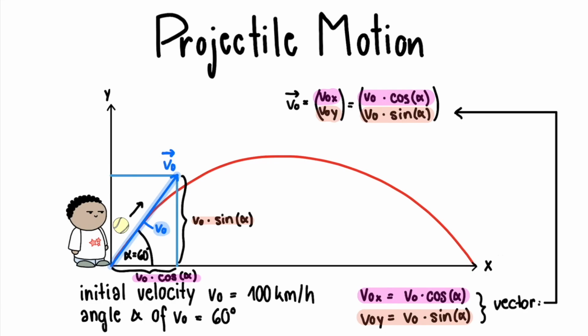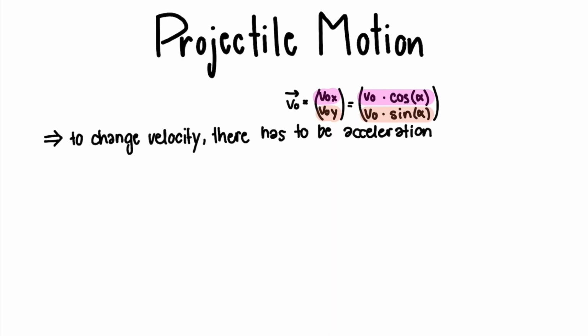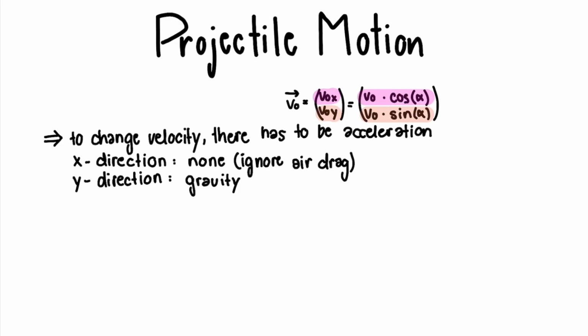But you want to find out how the x and the y components change over time. For this, you have to know that in order to change the velocity in a certain direction, there has to be an acceleration in this direction. In the x direction, there is no acceleration. We ignore air drag. But in the y direction, there's the gravitational acceleration which pulls down the object. Hope you still know what that is.